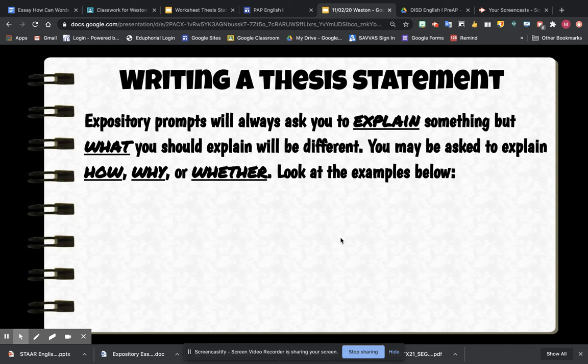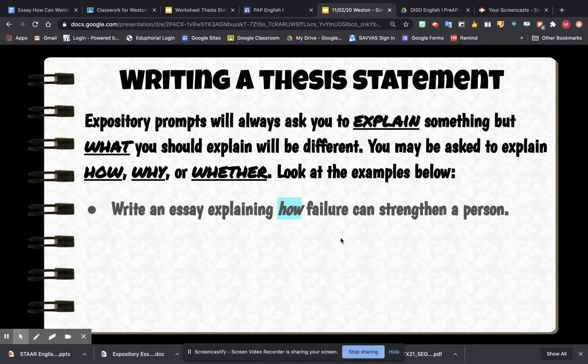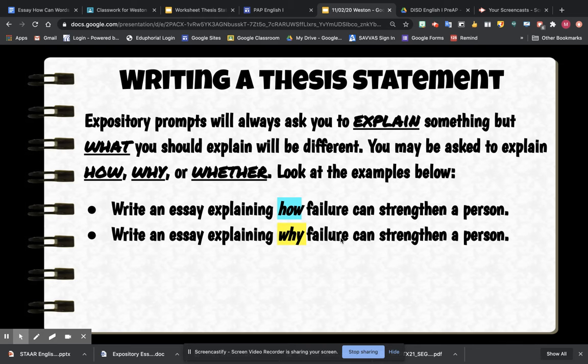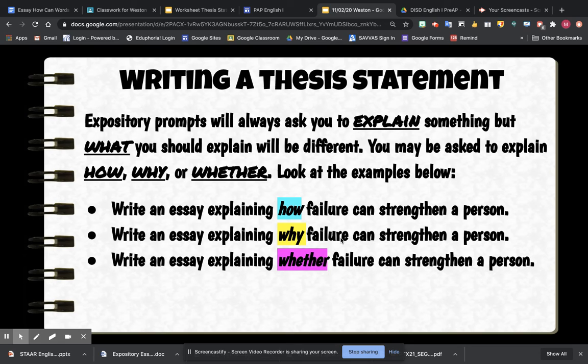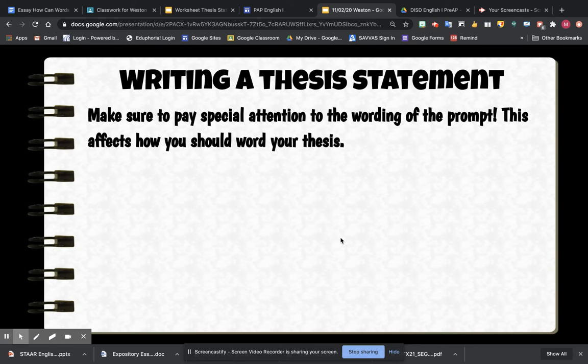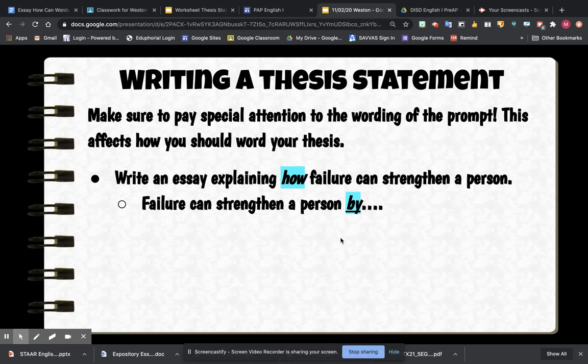Expository essays will always ask you to explain something, but what you should explain will be different. You may be asked to explain how, why, or whether. So look at these examples. These are all the same prompt, just asked in different ways, so that means it has a different expectation of writing. Write an essay explaining how failure can strengthen a person. Write an essay explaining why failure strengthens a person. And write an essay explaining whether failure can strengthen a person. As you can see, those would actually have very different answers. So make sure you pay attention.